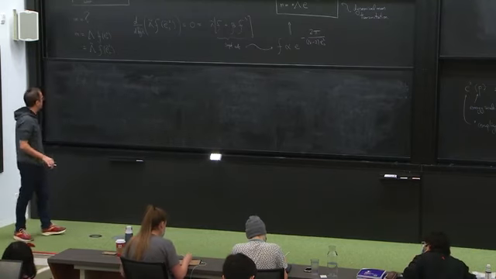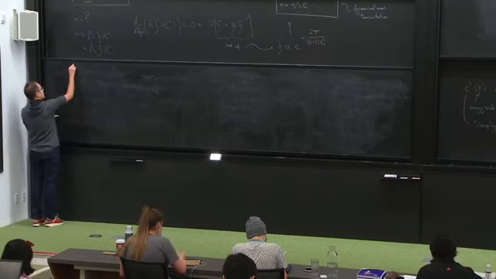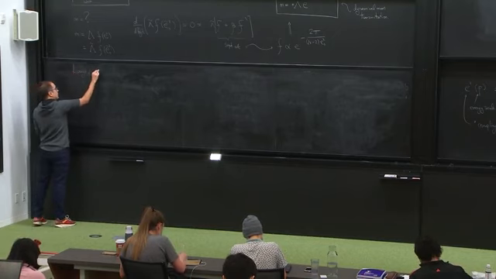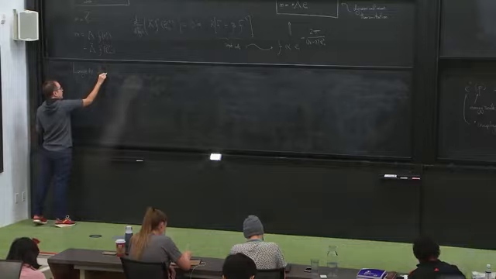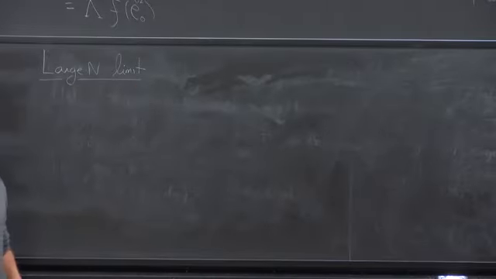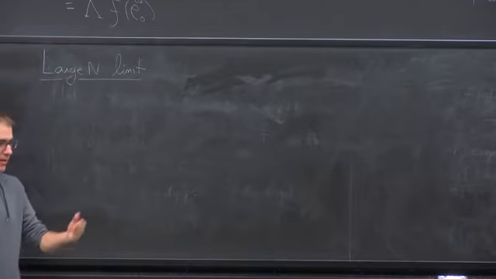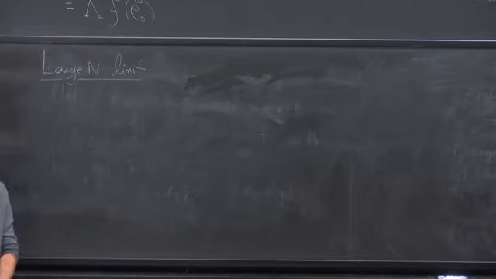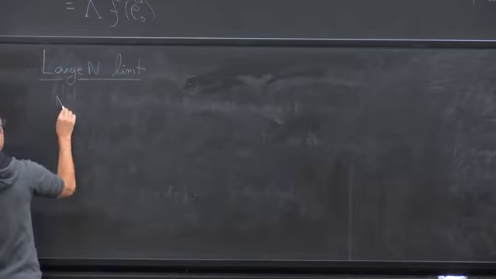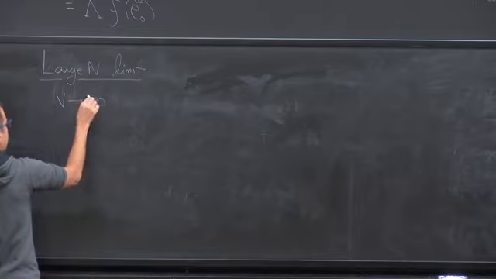let's consider what is called a very important limit, which is the large n limit. What's the large n limit? It is the limit when n is large. We have n, and if n is large, we call it the large n limit. Let's study this model when n is going to infinity.